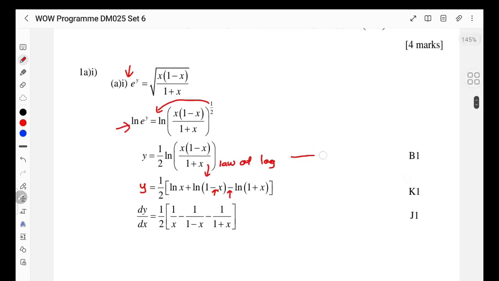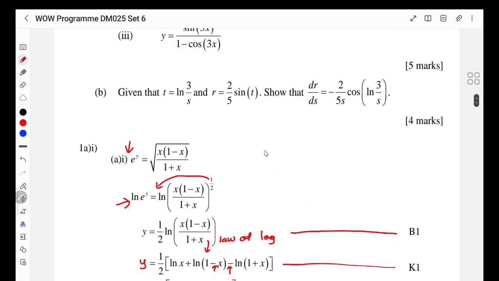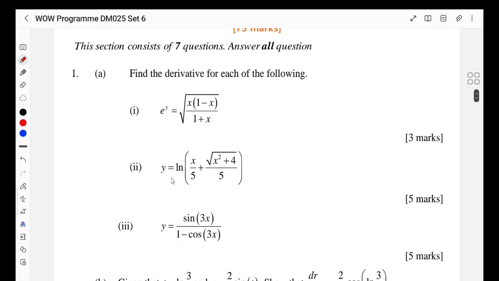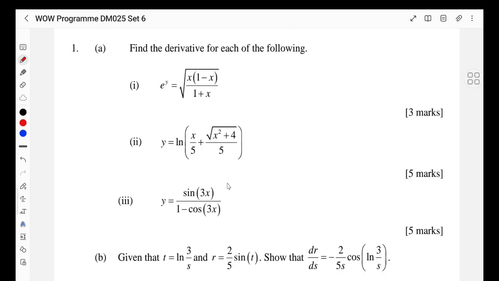So B1 when you're using the law of logarithm, K1 when you apply the law of log, and then G1 the final answer. Okay, so that is 1a1. Next, 1a2. This is your function. We have 5 marks here.